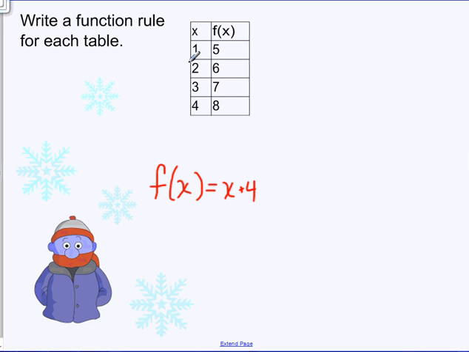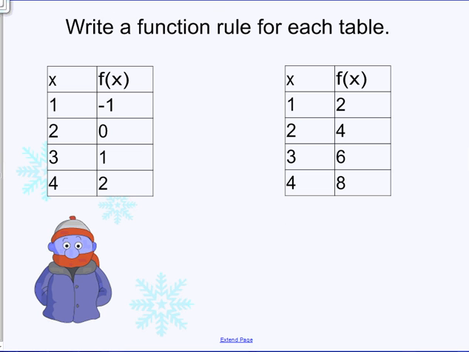So if I have 1, and that's my x, and I plug that in, well, if I add 4, I get 5. 2 plus 4 equals 6. 3 plus 4 equals 7. 4 plus 4 equals 8. So my answer, or my function rule, would be f of x equals x plus 4. Pretty simple.